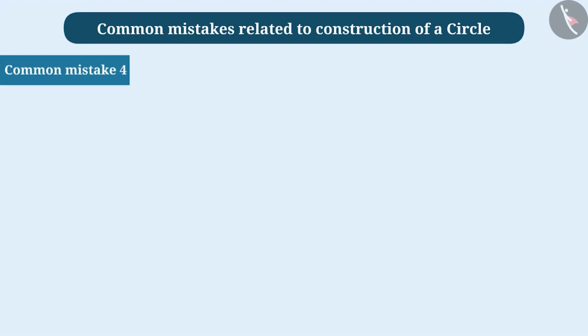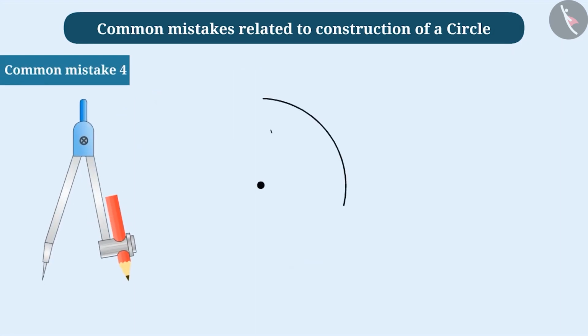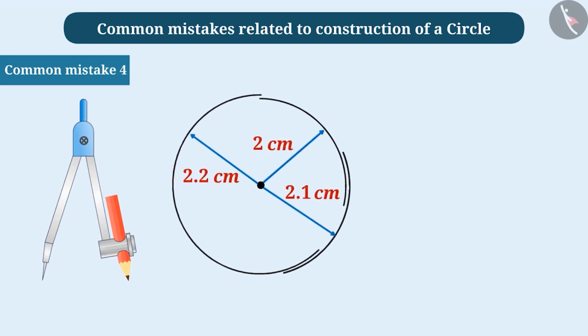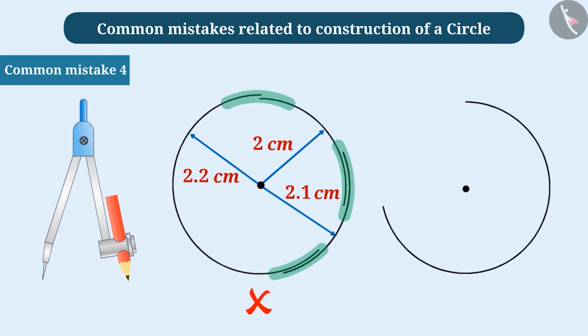Common mistake 4. Some students fail to draw a circle by rotating the compass just once. It becomes necessary for them to rotate the compass repeatedly to draw a circle. In such a situation, the chances of change in measurement taken in the compass increases, and as a result, the circle is drawn incorrectly. With practice, one can avoid such mistakes.